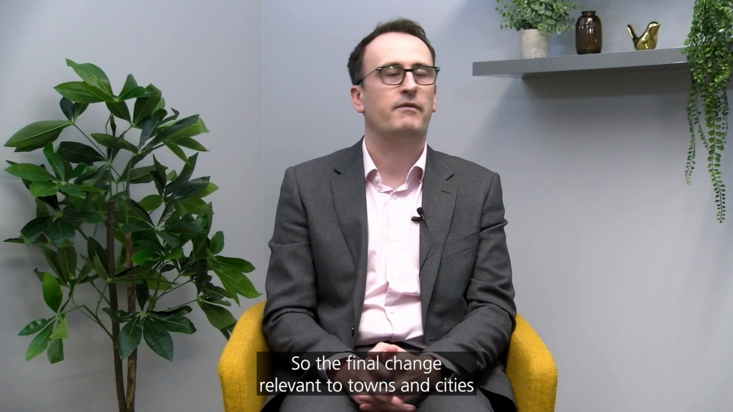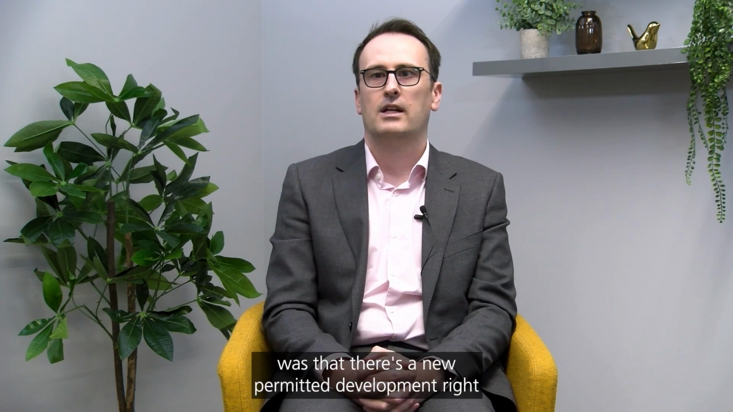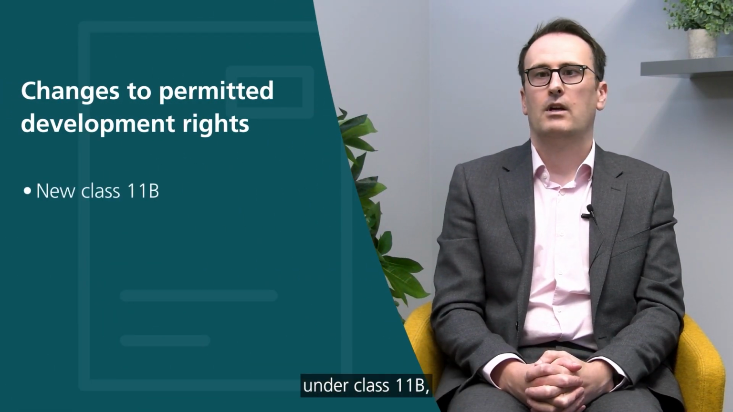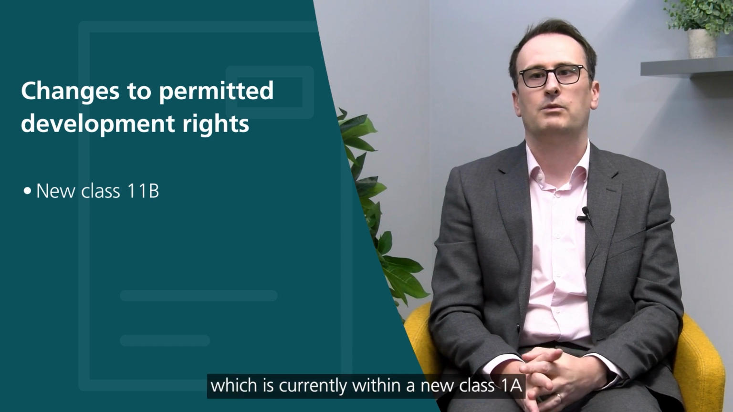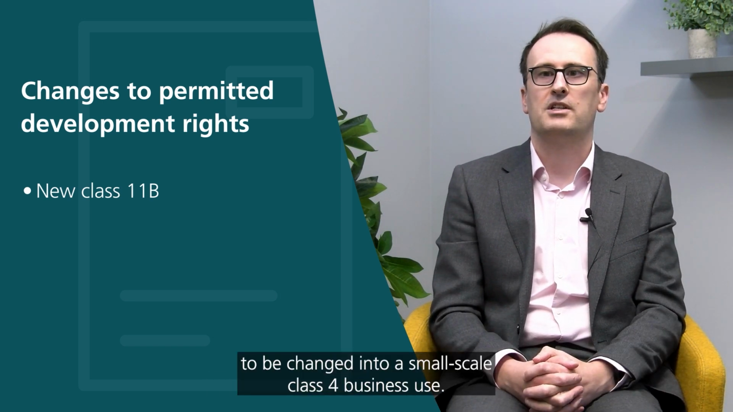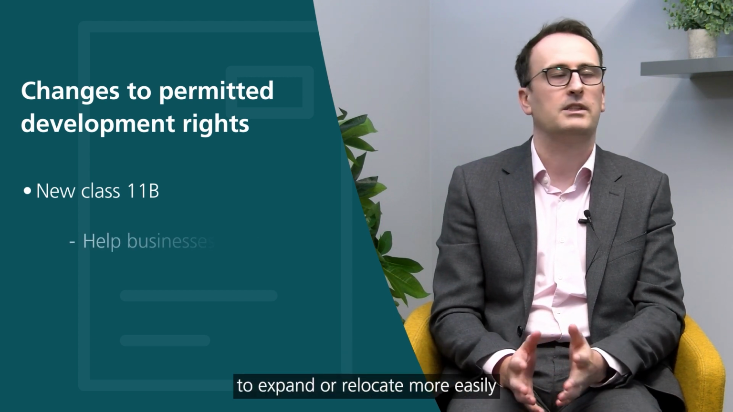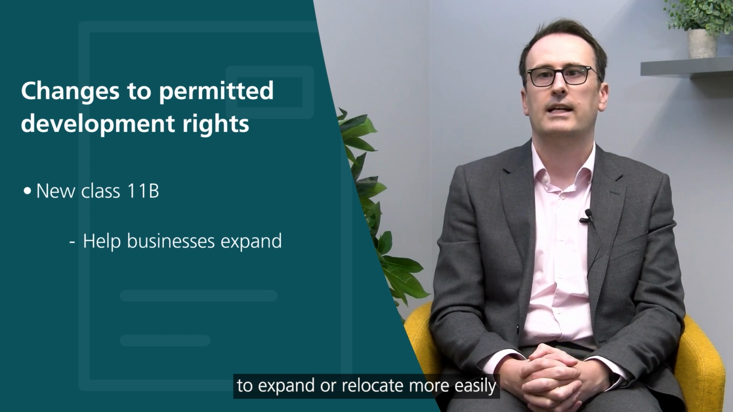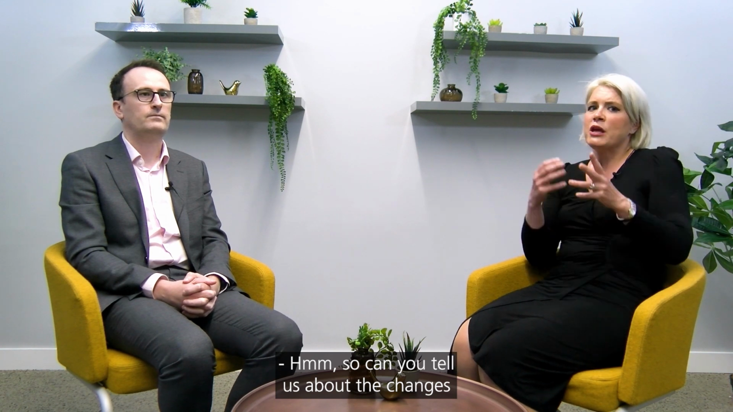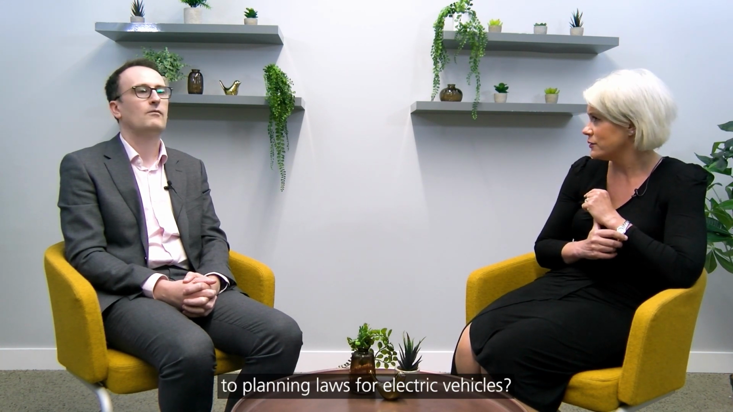Yes, the final change relevant to towns and cities that I wanted to highlight was that there's a new permitted development right under Class 11B, which allows a building or part of a building which is currently within the new Class 1A or Class 3 food and drink to be changed into a small-scale Class 4 business use. Now, this could help businesses to expand or relocate more easily and could also help to create more jobs in a variety of sectors. So can you tell us about the changes to planning laws for electric vehicles?